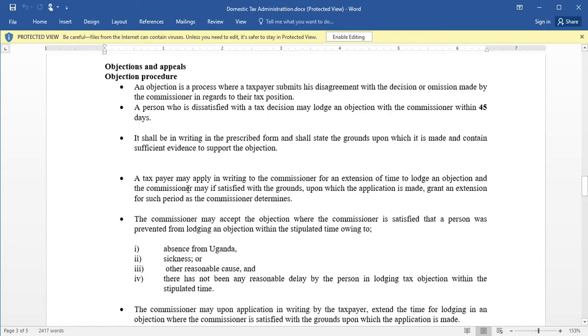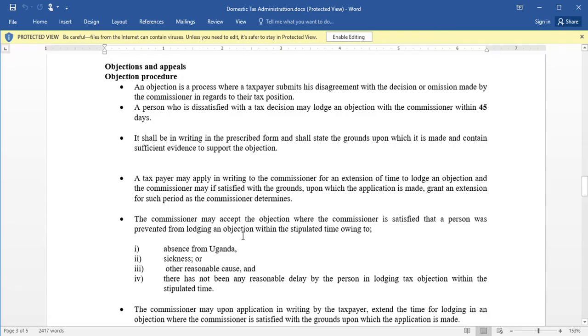Then a taxpayer may apply in writing to the commissioner for an extension of time to lodge an objection, and the commissioner may, if satisfied with the grounds upon which the application is made, grant an extension for such period as the commissioner determines. So in case you do not lodge an objection within 45 days, you can apply in writing to the commissioner and request an extension of time to lodge an objection. And if you have good reasons or valid reasons and the commissioner is satisfied, he or she can extend the period for lodging an objection.